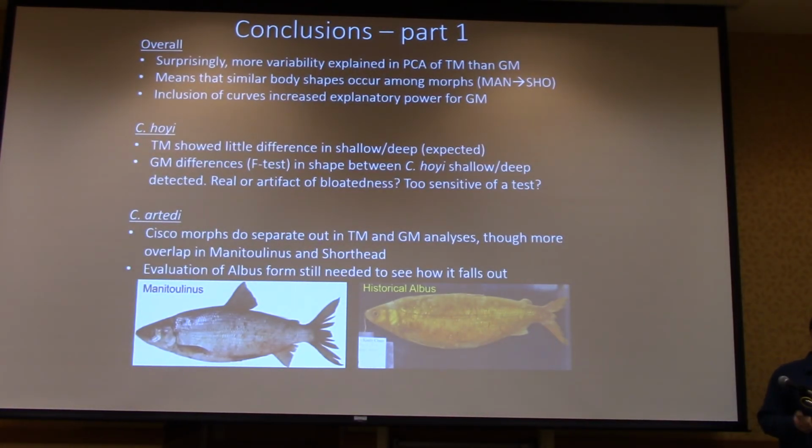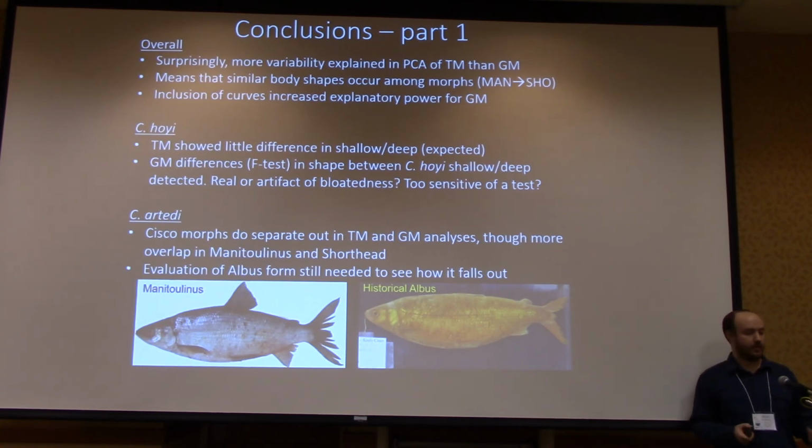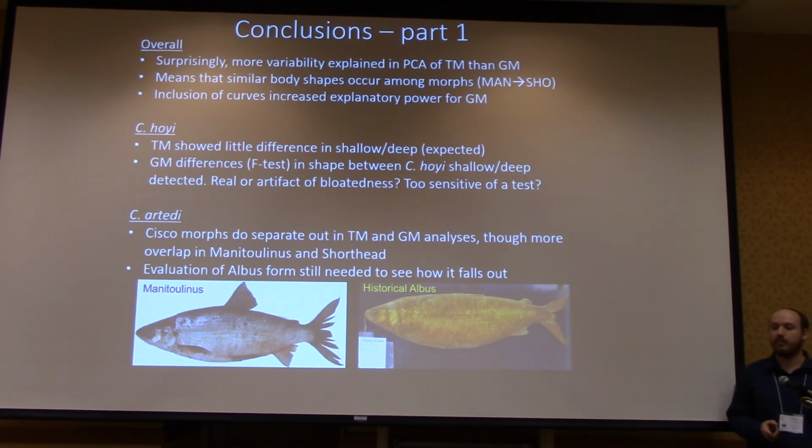So for conclusions, we had a much higher amount of the variability explained in our principal component analysis using the traditional morphometrics, which was sort of counterintuitive to what we thought. We thought, based on some of the stuff that we've seen in the cisco literature, that using geometric morphometrics would actually explain much more. That didn't seem to be the case for this.